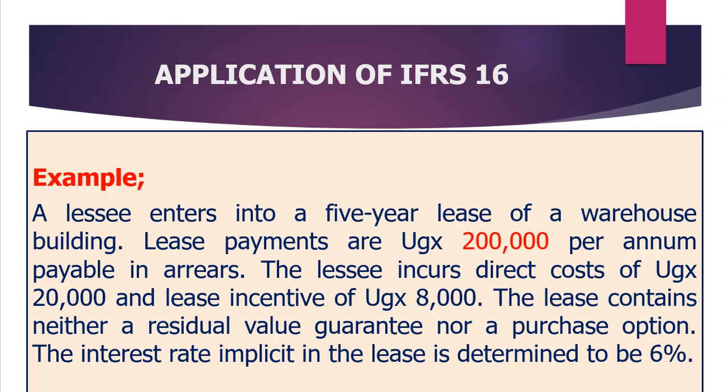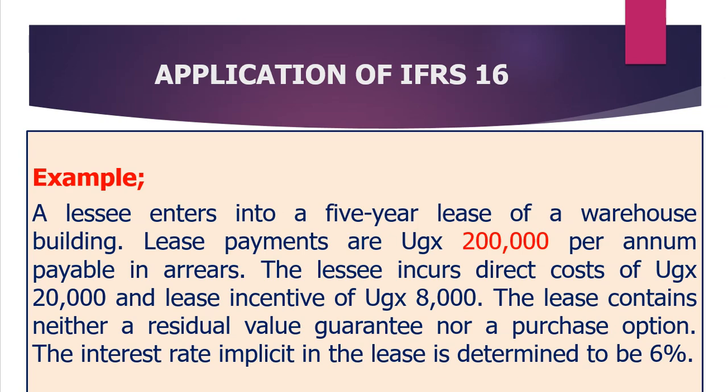Now, we have a practical example we are going to deal with here, and it says that the lessee enters into a 5-year lease of a warehouse building. Lease payments are 200,000 per annum payable in arrears. The lessee incurs direct costs of 20,000 and lease incentive of 8,000. The lease contains neither a residual value guarantee nor a purchase option. The interest rate implicit in the lease is determined to be 6%.